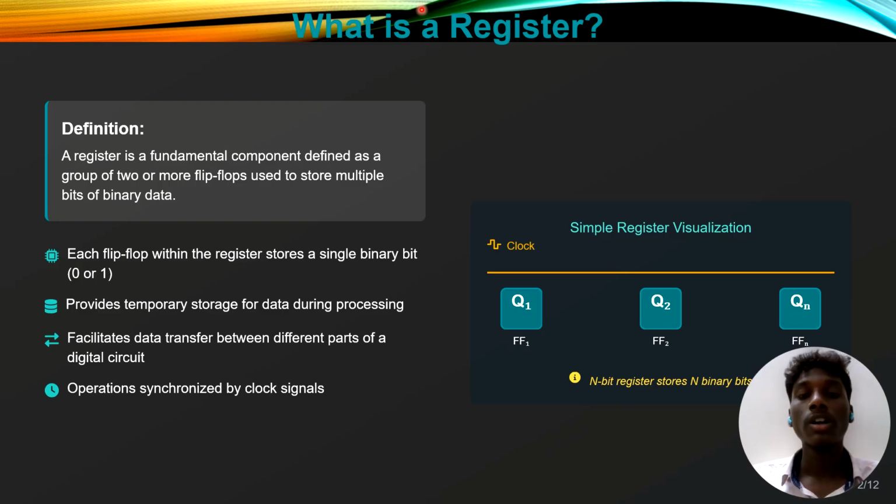Each flip-flop stores one bit, either 0 or 1. Here is the basic definition of a register. A register is a fundamental component defined as a group of two or more flip-flops used to store multiple bits of binary data. Registers provide temporary data storage and help transfer data between different parts of a digital circuit. All register operations are synchronized by clock signals, ensuring the data is stored or moved at precise intervals.